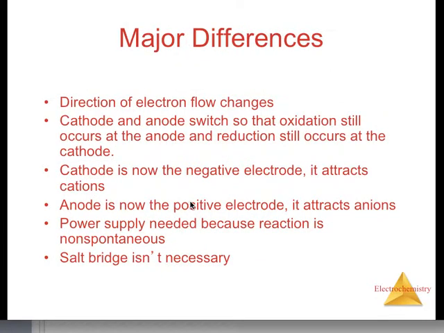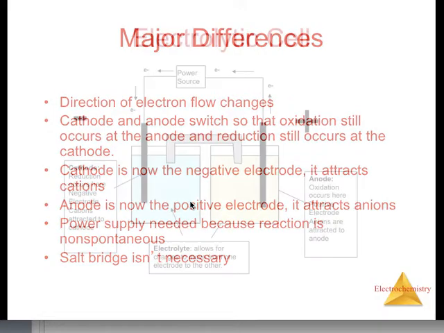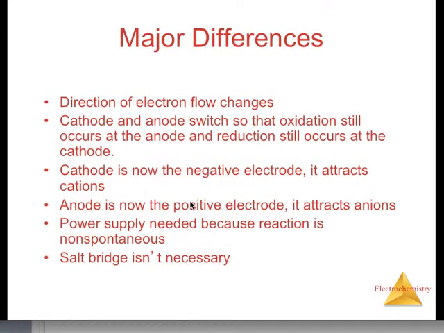So the major differences are the direction of the electron flow. Cathode and the anode switch. Oxidation, though, still occurs at the anode. Reduction still occurs at the cathode. The cathode is now the negative electrode. The anode is now the positive electrode. And a power supply is needed because the reaction is not spontaneous. The salt bridge is also not necessary. You will see it, but you can do electrolysis in the same physical container. You do not need the salt bridge.